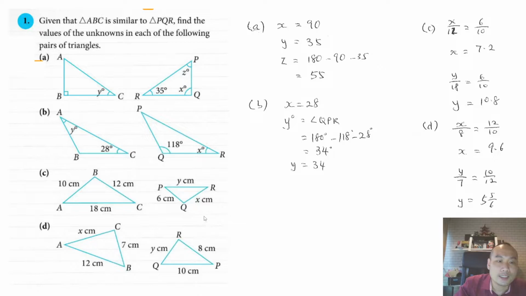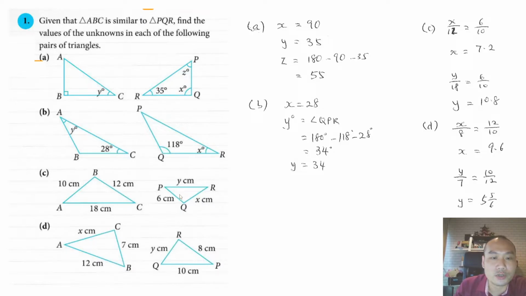Okay, now let's take a look at C. For C, this time they want us to get the length. What we know about similar triangles is that although the lengths are not the same, the ratio of the lengths must be the same. So here we compare ratios. We are trying to find x, which is QR. Looking at our statement again, QR is the second and third letters. It will correspond to BC, the second and third letters on this side. So QR over BC will be x over 12.